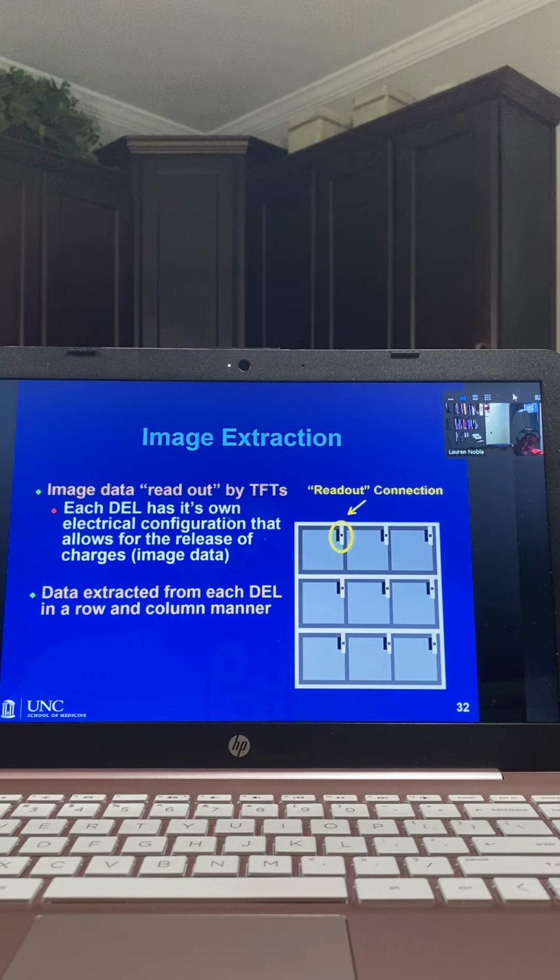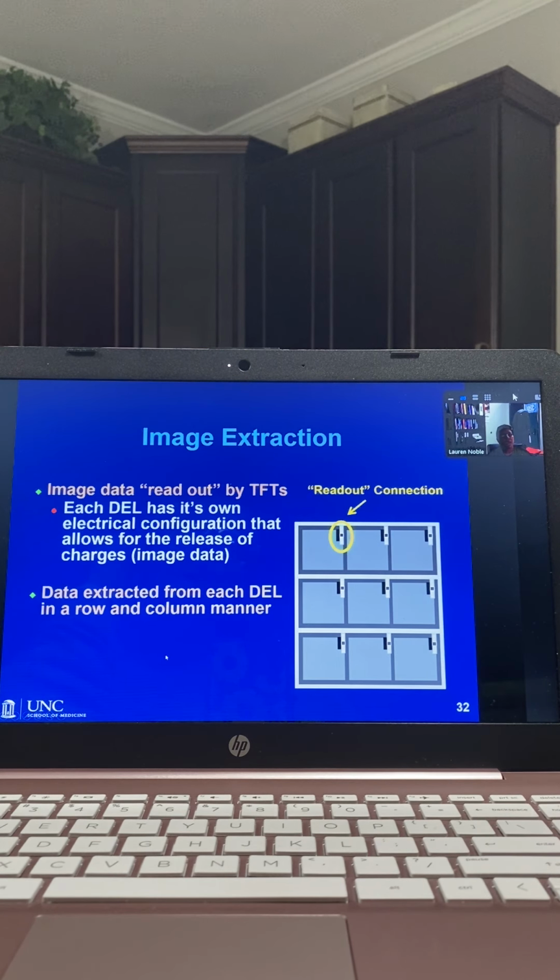Okay, so now we looked at image acquisition with the flat panels. Now we just need to look at image extraction. So we said, ultimately we end up with electrons. That's our image, okay? And those electrons, remember we said, they migrate to the capacitor and they remain in the capacitor. The capacitor stores those charges until it's time for that data to be released from the image detector.